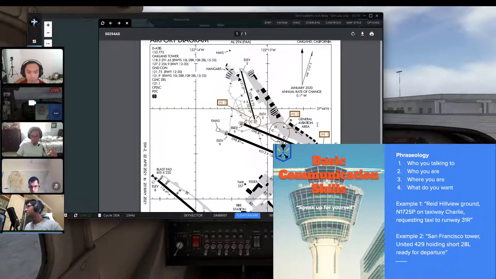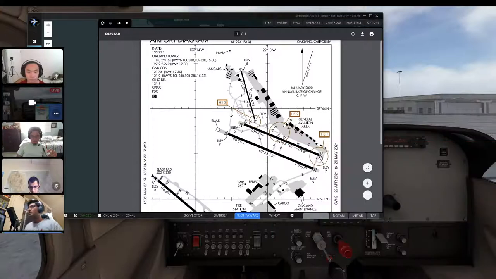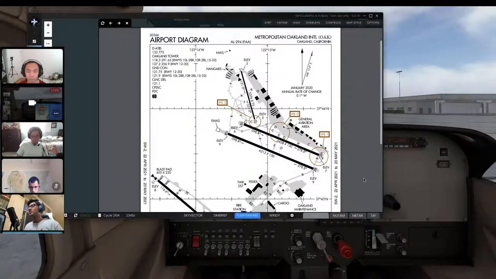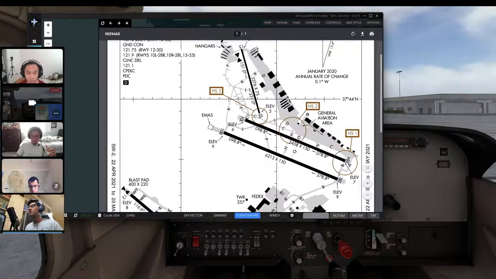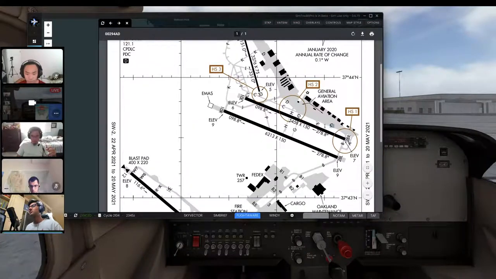And we're right up here in the general aviation area. We're probably going to do a traffic pattern, obviously. So we're probably going to be given one of these tiny runways right here. As you can see, the general aviation area is near taxiways Charlie, Echo, Bravo, Alpha. So we'll probably be given taxi instructions using these taxiways. And again, one of these runways, either 28 left or 28 right.